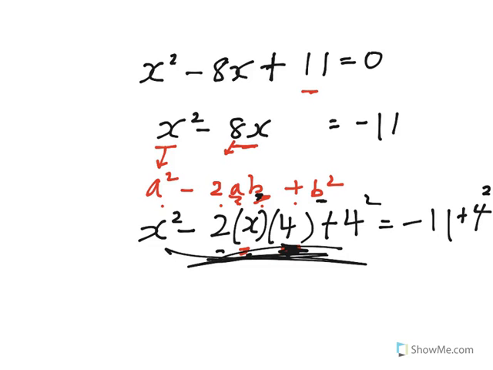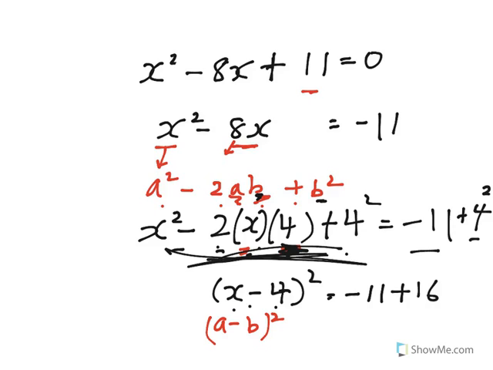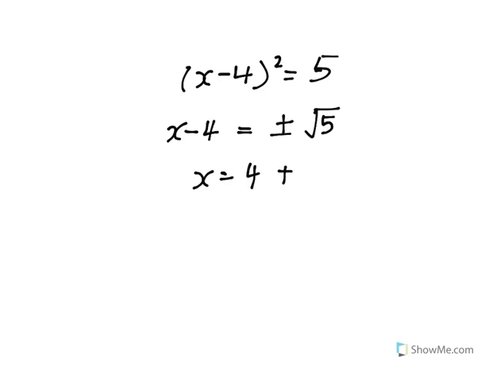Using a squared minus 2ab plus b squared, we know that it will give us (a minus b) squared, and this is our algebraic identity. So this is (x minus 4) squared. On the right hand side, you have negative 11 plus 4 squared. 4 squared is 16, so negative 11 plus 16 gives you 5. Following that, (x minus 4) squared equals 5. Square root both sides, you have x minus 4 equals plus or minus square root 5, and x will be equal to 4 plus or minus square root 5. So this will be your answer.